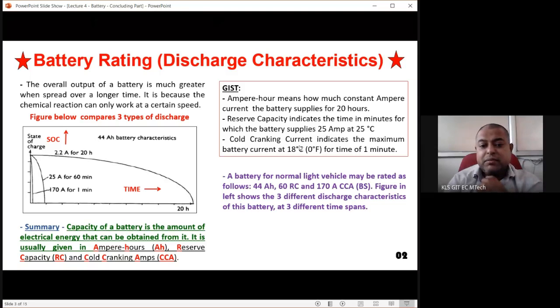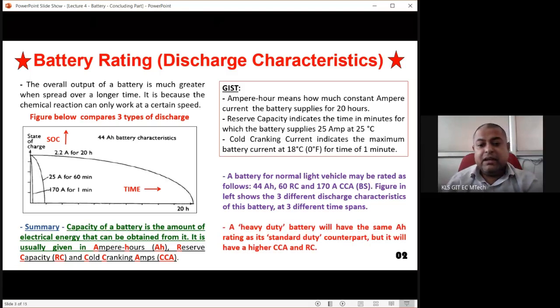So these three figures are very important. What does 44 AH mean? 44 AH means 2.2 ampere for 20 hours. 60 RC means 25 ampere for 60 minutes, and 170 ampere means in 1 minute the battery can give 170 ampere. The figure on the left shows three different discharge characteristics of the battery and three different time spans. So reserve capacity is the mid time span, ampere hour is the longest time span, and cold cranking is the smallest time span. So the smaller the time span, the higher the current supplied, that you can see.